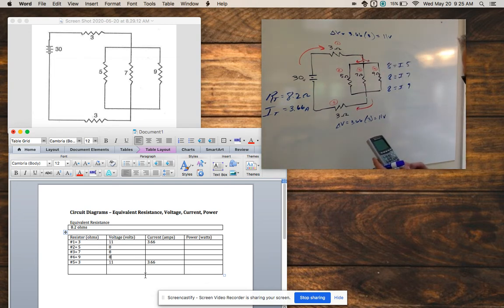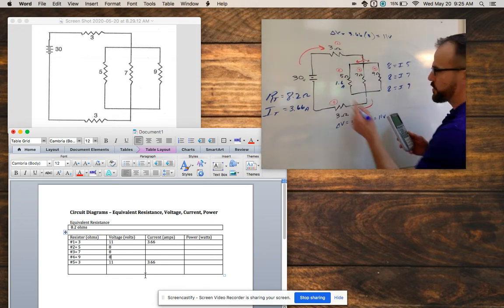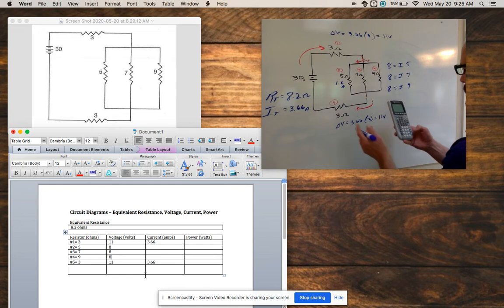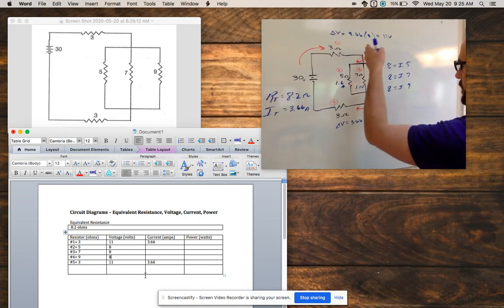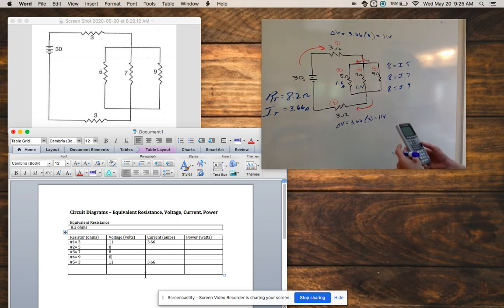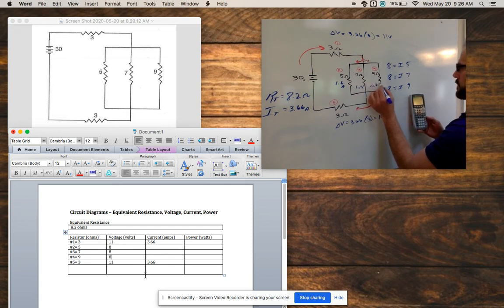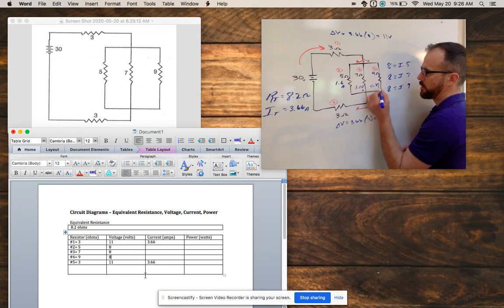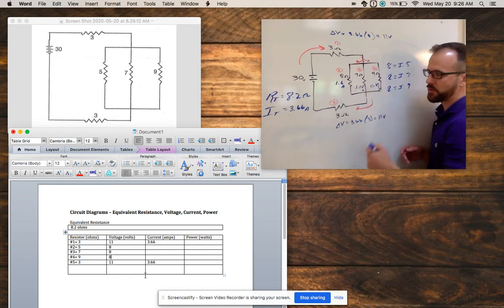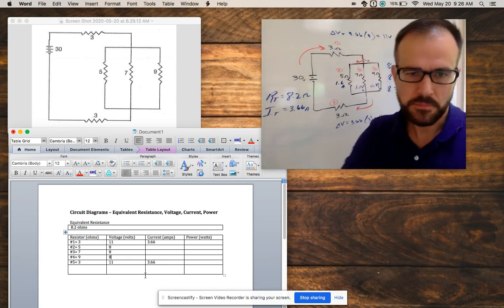8 divided by 5. So 1.6 amps flows down this branch. 8 divided by 7. 1.14 amps goes down this center branch. And the last one there, 8 divided by, well, that's a 9. 0.89 goes down the final branch. And these are amps of current. And again, if we add these up, hopefully with rounding, we would get the 3.66 there. And we're just about done.